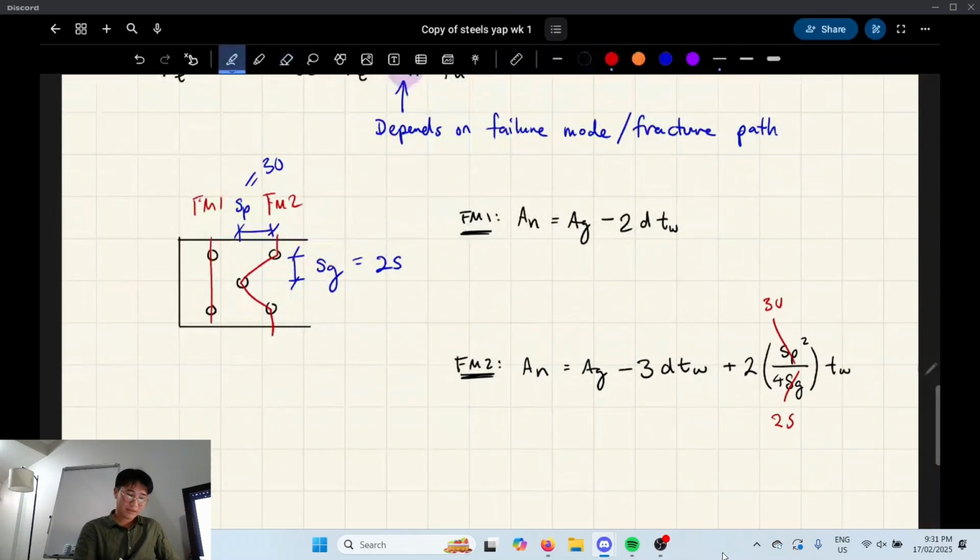TW we got from what we talked about earlier, right? We can find it from one steel. 4.7. Exactly. And so when we do all that, last thing is hole diameter.